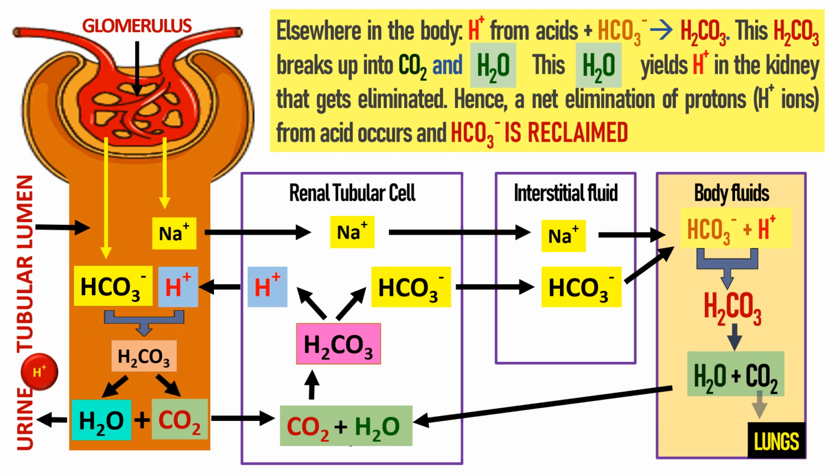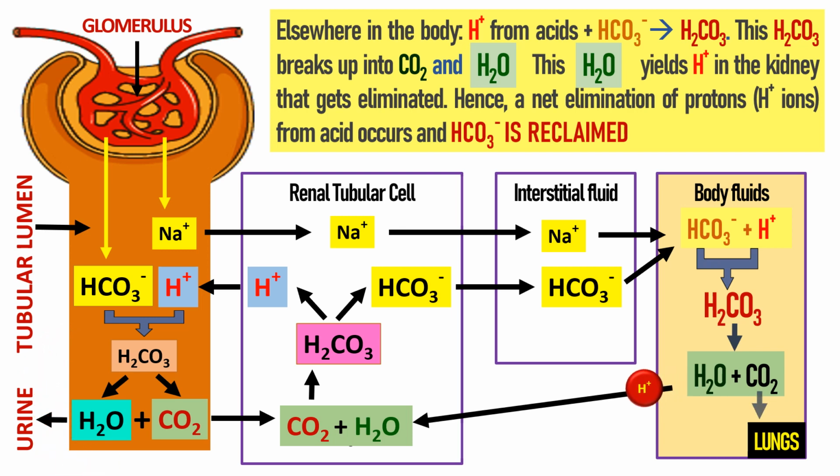Carbon dioxide inside renal tubular cells reacts with water in the presence of carbonic anhydrase. These water molecules originate in the body and can be considered to contain hydrogen ions that are produced during buffer action. As such, the hydrogen ions that enter the renal tubule owe their origin to acids elsewhere in the body.